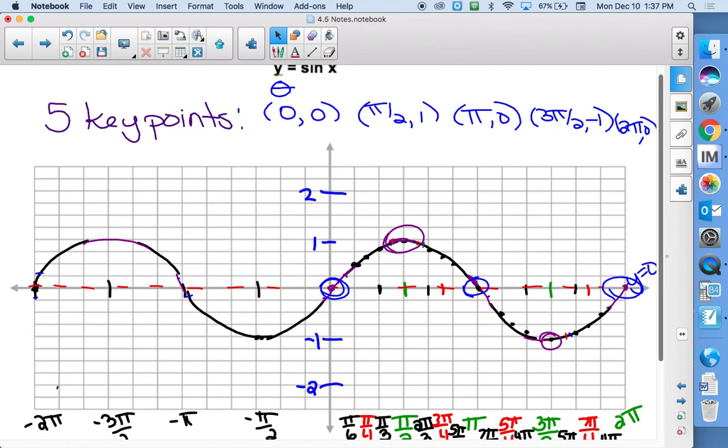The last one, the frequency, is how often the graph repeats itself. And it says to take 1 divided by the period. So 1 divided by 2 pi, that just means 1 rotation every distance of 2 pi. After you get to 2 pi, the graph repeats. So you're going to see the same graph over and over and over again.